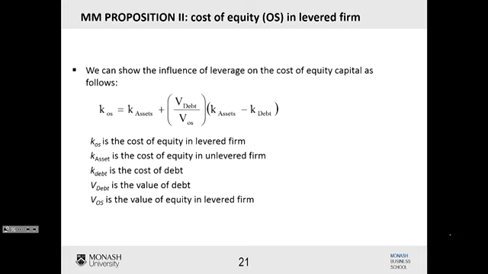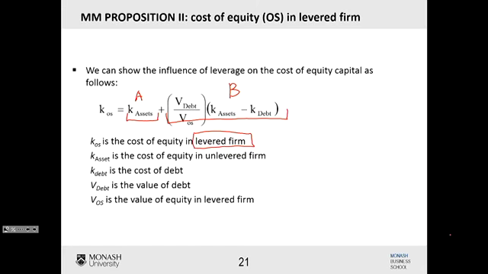The risk is coming from two resources. What is the cost of equity in a leveled firm? The cost of equity is coming from resources 1 and resources 2, so it's resource A plus resource B. In the leveled firm, the cost of equity comes from the two pieces, A and B.